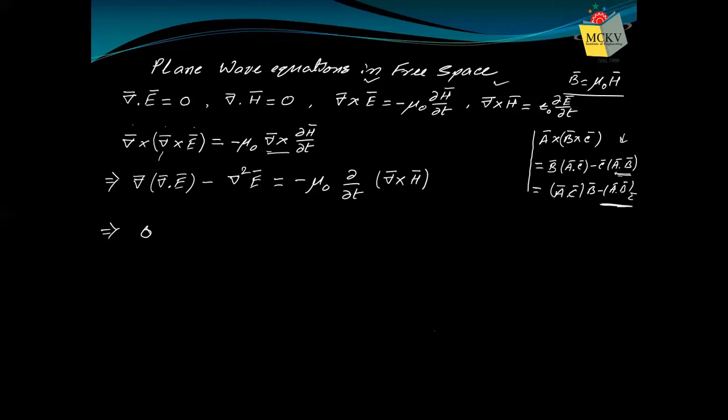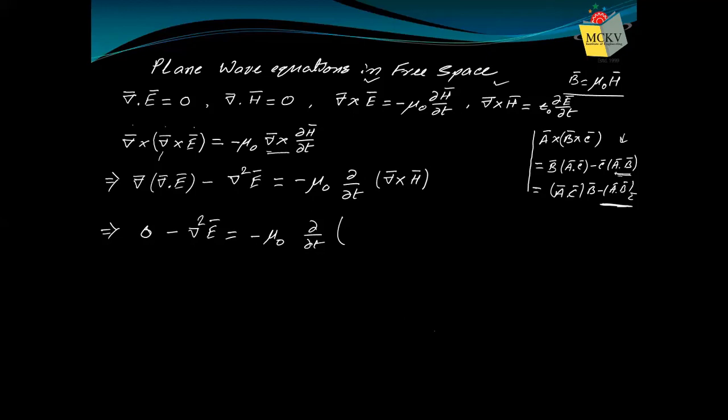Because del dot E is 0, minus del 2E equals minus mu naught del del T of curl H. What is curl H? Use Maxwell's fourth equation. That's why I have written it in this way. Because what is our objective? Our objective is to decouple E and H. That means we need an equation where there will be only electric field or only magnetic field.